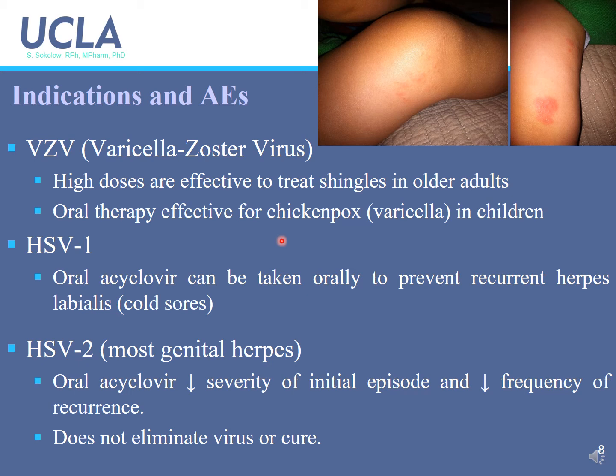Now, there is a vaccine to prevent varicella in children, but we see the occurrence of shingles in adults, and that can be really painful. Again, there is also a vaccine to prevent shingles, but for those who are not vaccinated, like elderly who are not vaccinated, you would give a high dose of acyclovir to treat shingles. And the oral therapy is also effective for chickenpox in children, but with the vaccination, you don't see as much occurrence of chickenpox in children.